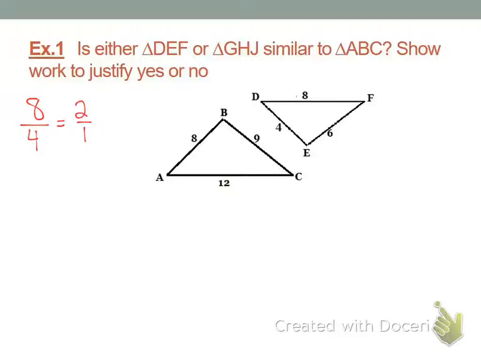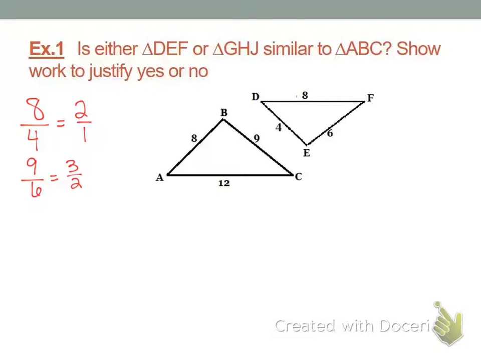Okay? So then we move on to another pair of sides. What's the next smallest side from triangle ABC? 9. That would get compared to the next smallest side from DEF. 6. What does 9 over 6 simplify to be? 3 over 2. Do we need to go ahead and talk about the third pair of sides? No, why not?